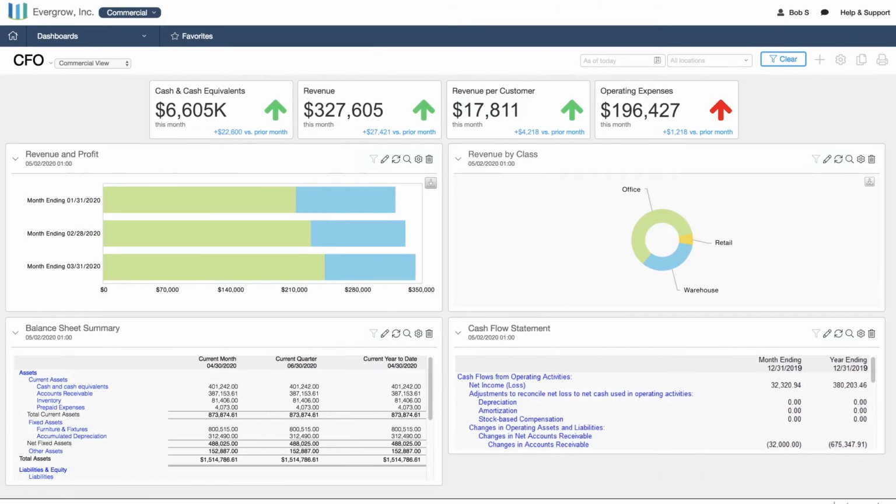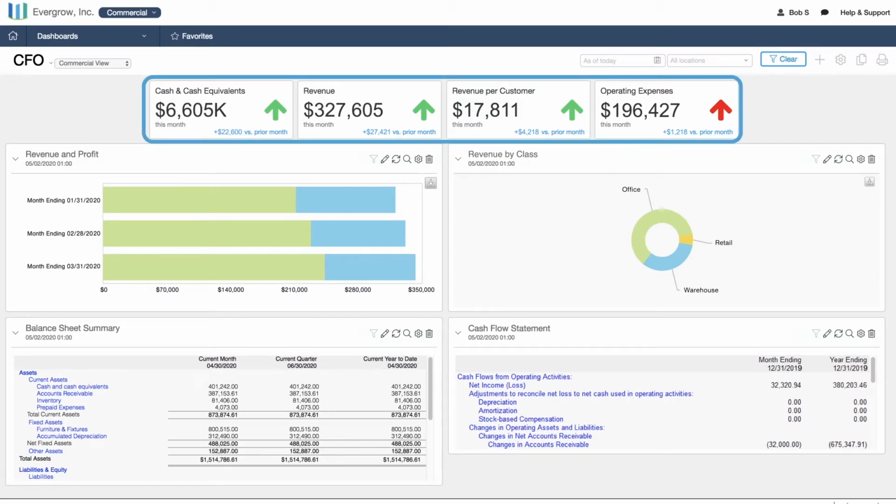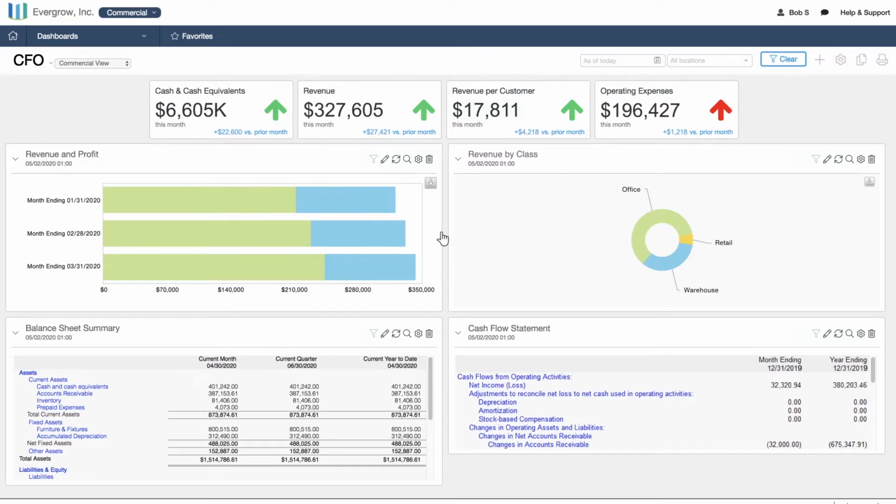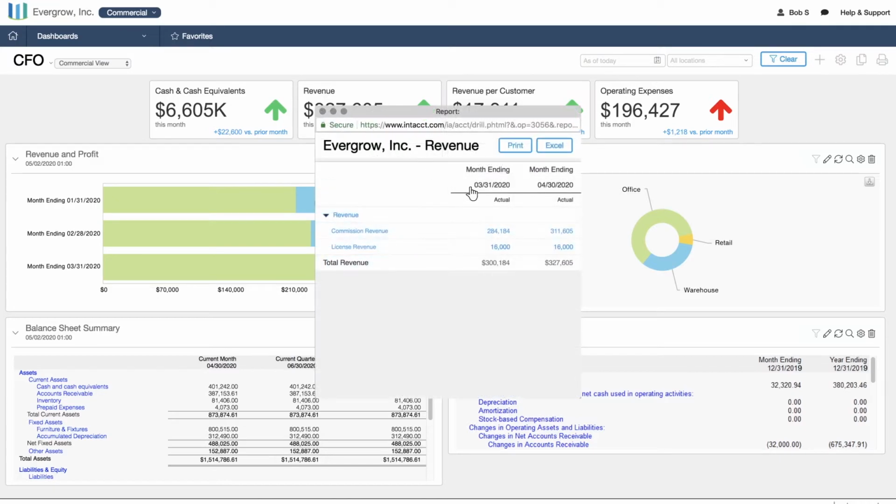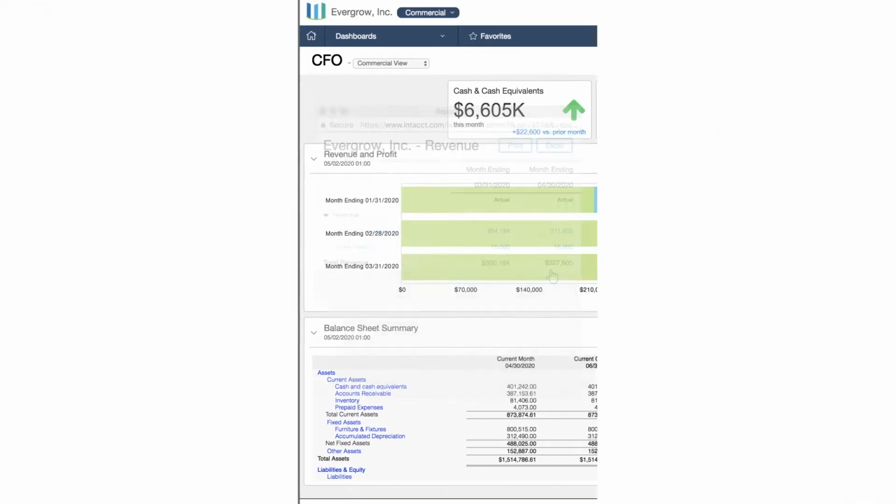In the CFO view of the commercial property office, we see the latest financial and operational analysis and key performance indicators. We see that total revenue and revenue per customer are up. Drilling down into the data, we instantly see transactions behind the summary.